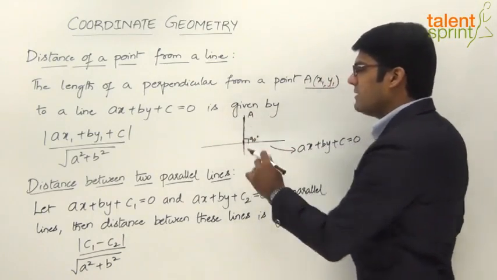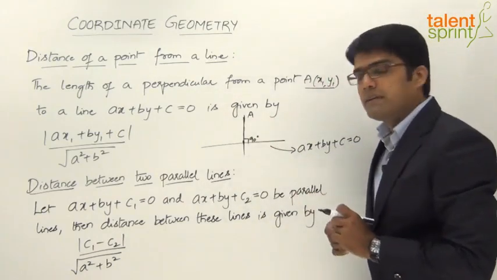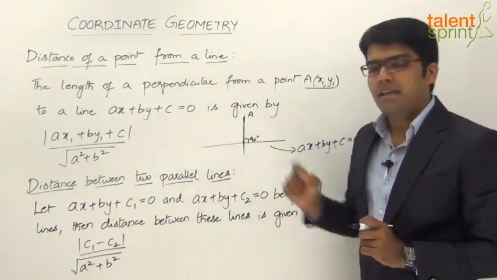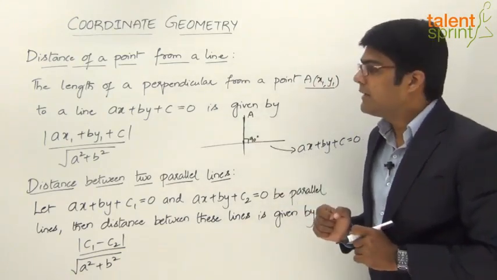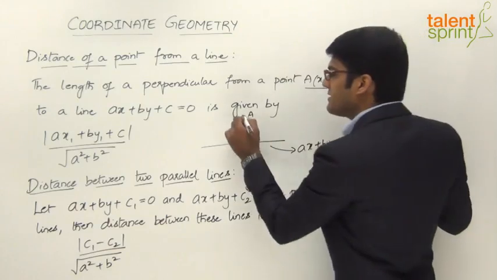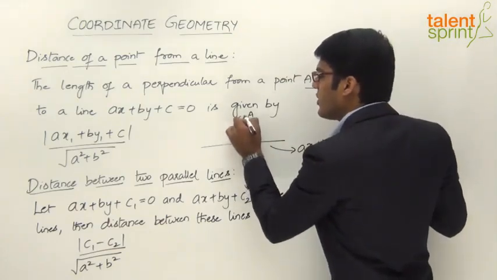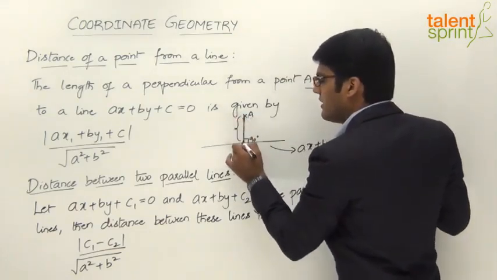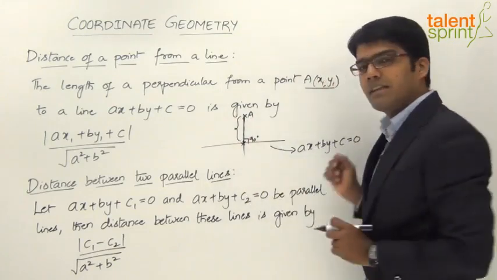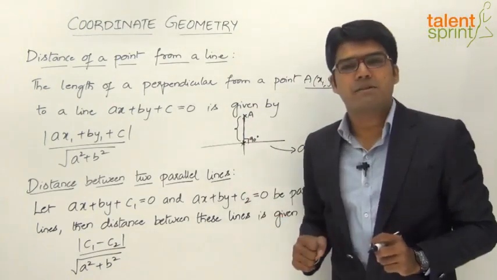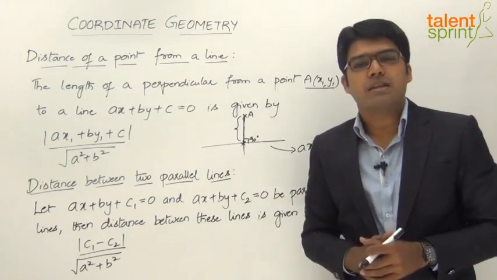So when we drop a perpendicular, we get the distance between the point and the line as ax1 plus by1 plus c divided by root over a square plus b square. So this is the distance, right, from the point A, to the point where it meets on the given line. So ax1 plus by1 plus c divided by root over a square plus b square.